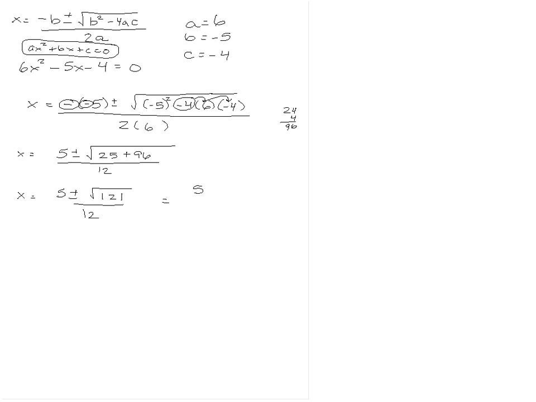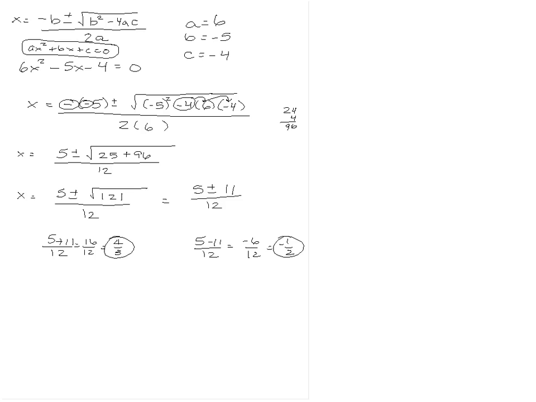And the square root of 121 is 11 over 12. Now, we don't leave it like this because these are just numbers. So I have 5 plus 11 over 12, and I have 5 minus 11 over 12. So this gives me 16 over 12, which is 4/3. And this gives me -6 over 12, which is -1/2. And those are my 2 answers using the quadratic formula.